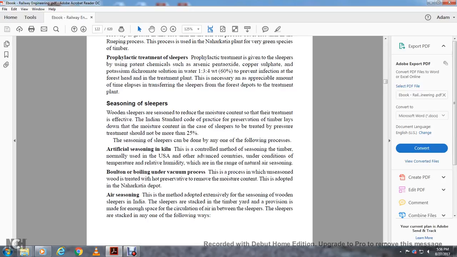Seasoning of sleepers. The wooden sleepers receive treatment after the moisture content is reduced. In Indian Railways practice, the preservation of the timber lowers with the moisture content. In the case of the sleeper treated with pressure treatment, the moisture content should not be more than 25%.